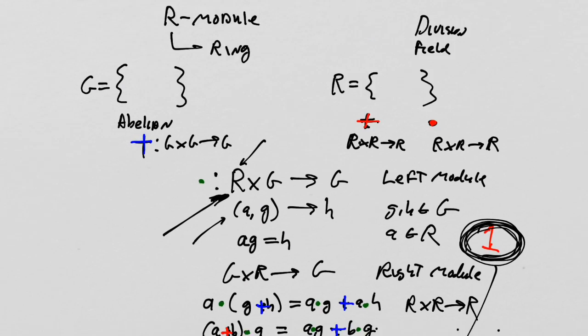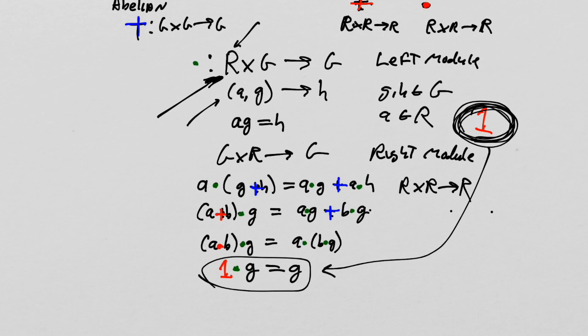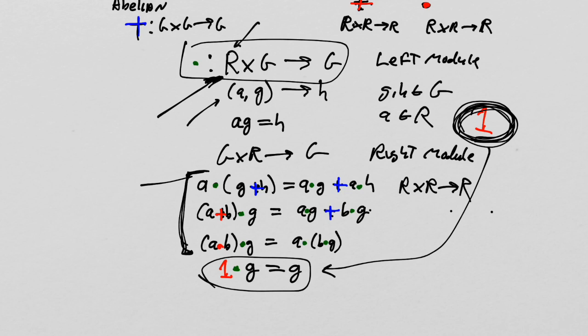So an R module has this modular multiplication that is linear in all of the other existing operations, and it has this identity property. And that is what makes an R module. Right, now the next step is somewhat obvious, right? An R module can become a vector space.